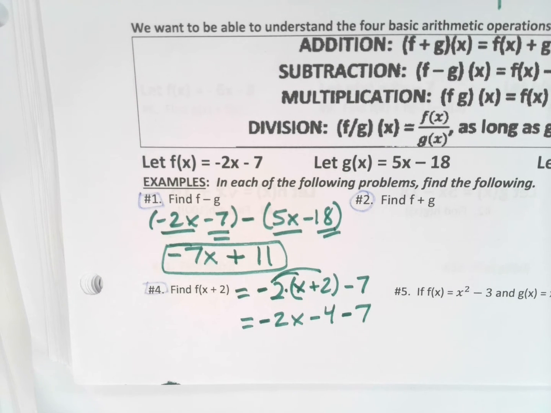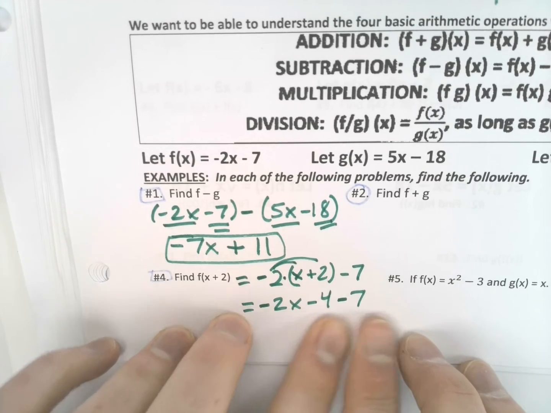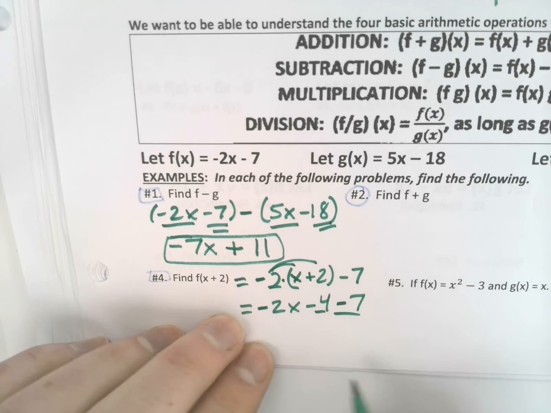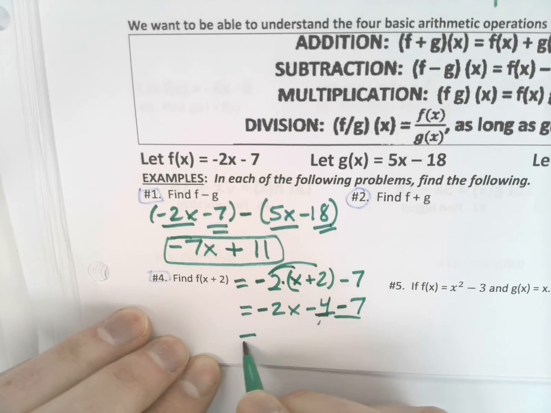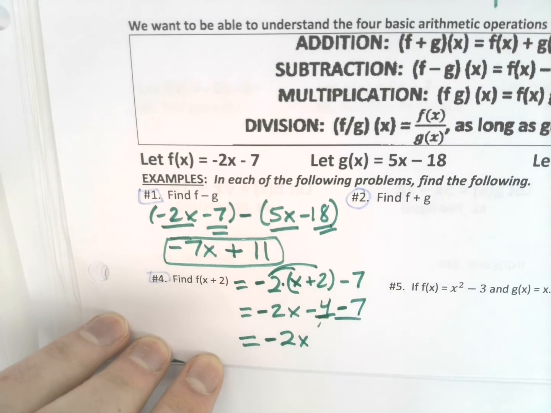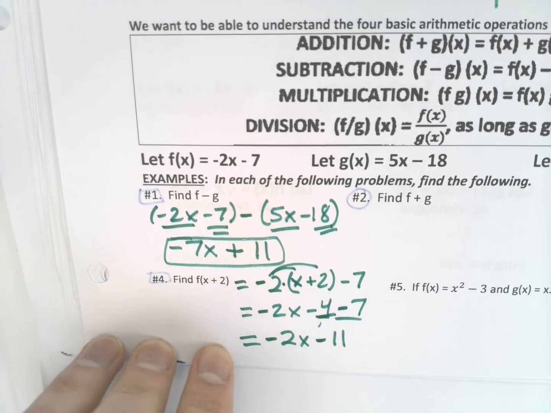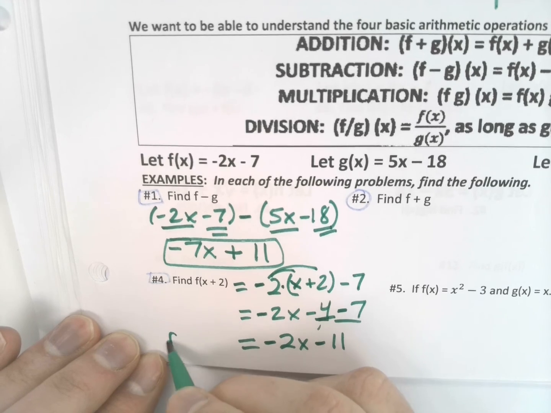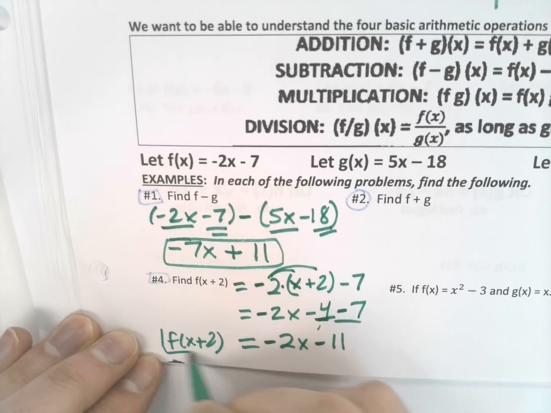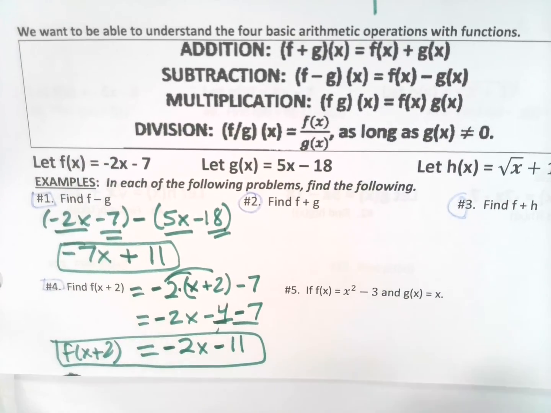And then are we finished? No, we got one last thing. What do we got to do? Combine like terms. I don't think we have any like variables here. What are our two numbers we can combine? Negative 4 and negative 7. So negative 2x minus 11. You got it. Bada boom. All right.